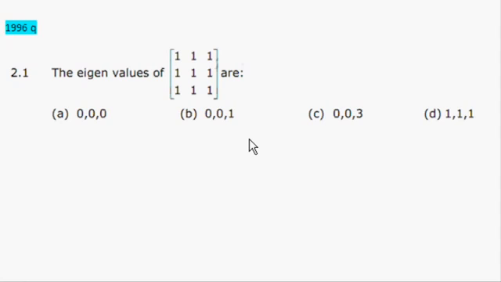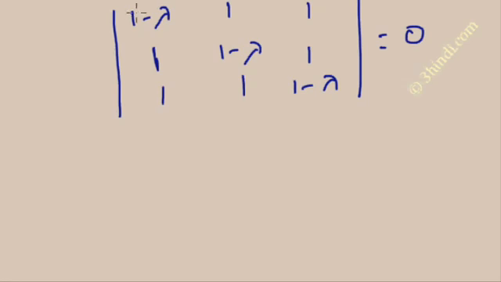This is the question asked in 1996. You are required to find out the eigenvalues of this. To find the eigenvalues, I will subtract lambda from the diagonal elements and find the determinant, and make the determinant equal to 0. This is the characteristic equation. I need to solve this characteristic equation to find the eigenvalues.